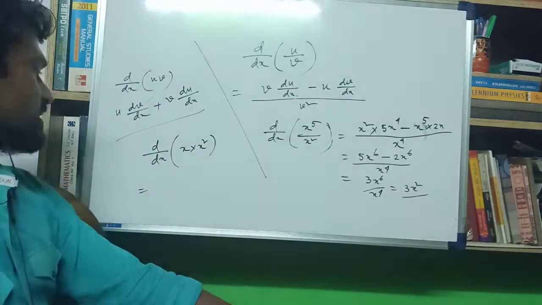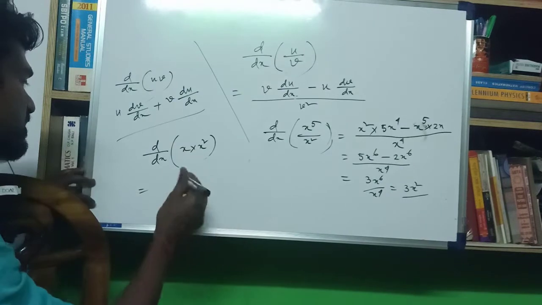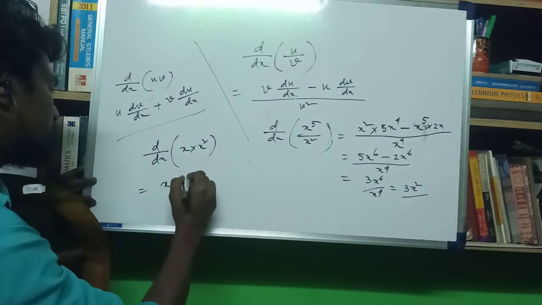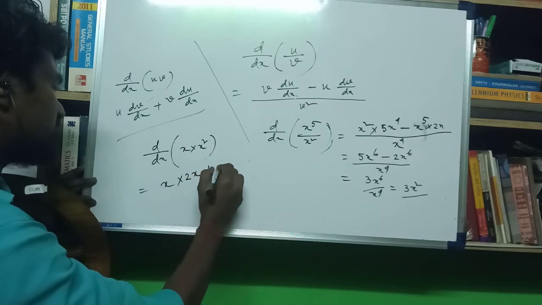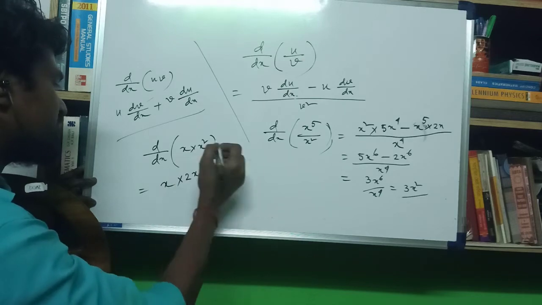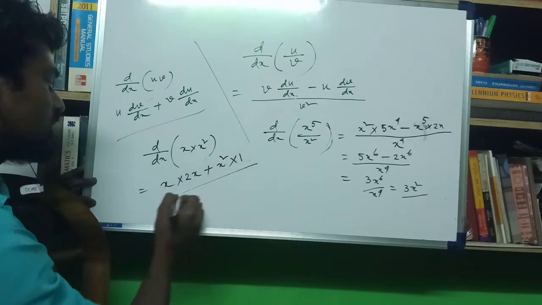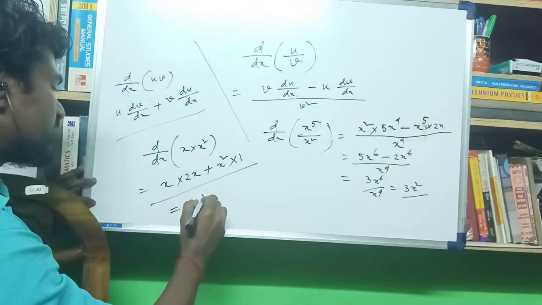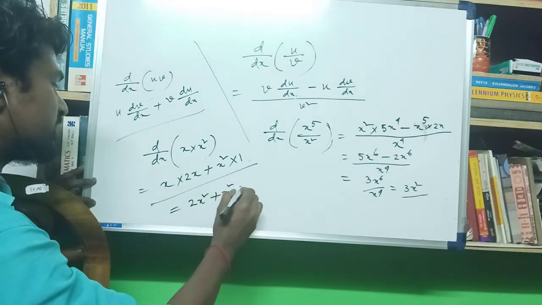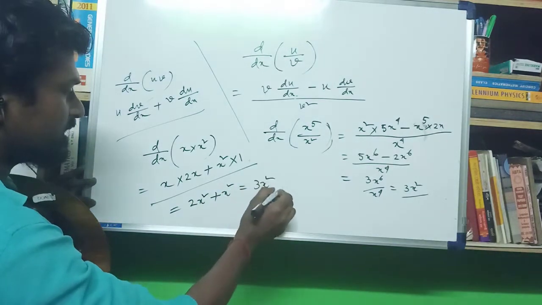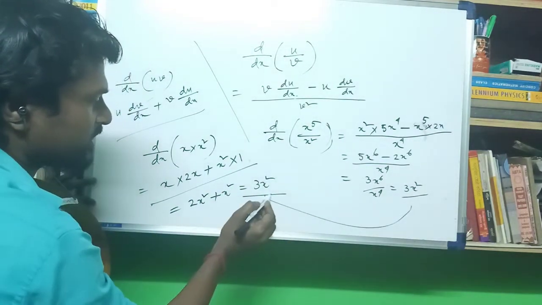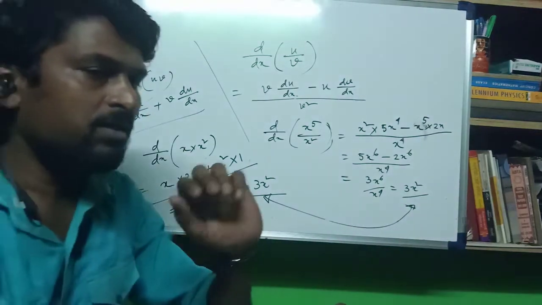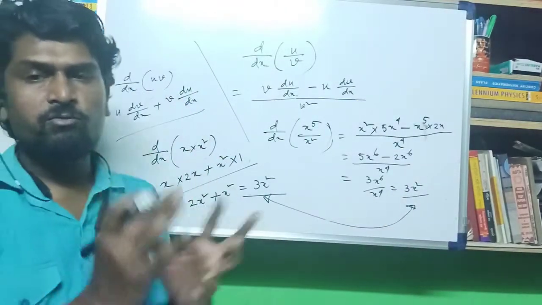So 3x square is the answer. Here in the product form, x into d/dx of x square means 2x, plus x square into d/dx of x means 1. So the result is 2x square plus x square, that is 3x square. That is, the result is the same. So the rules are different. Different means when they are in a different format.